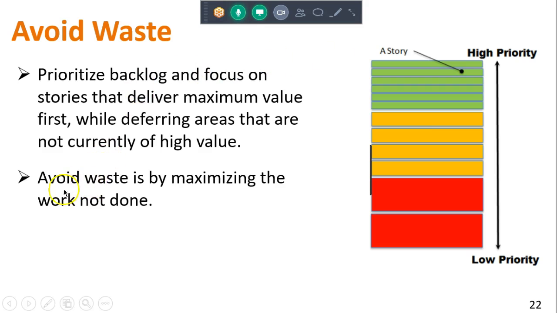Okay. I like the statement, avoiding waste by maximizing the work not done. Always look for things that you shouldn't be spending time on, or be mindful of things that you should not be spending time on. Those are going to be key to not wasting time.